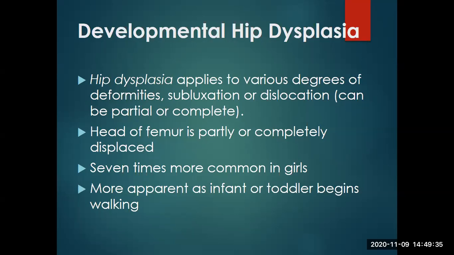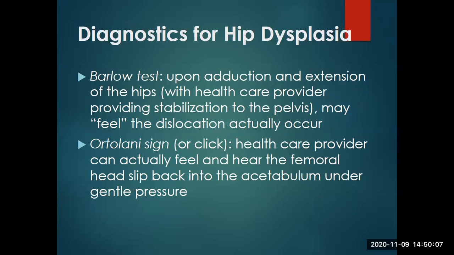And figure 14.9 does show it. Early signs of dislocation of the right hip. So this one, picture A shows limitation of abduction. Picture B shows the asymmetry of the skin folds. And picture C shows the shortening of the actual femur itself. Okay, so usually when the baby is in a prone position, one buttock appears higher than the other. So that's another characteristic that you'll actually see.